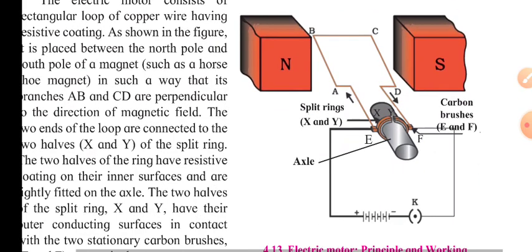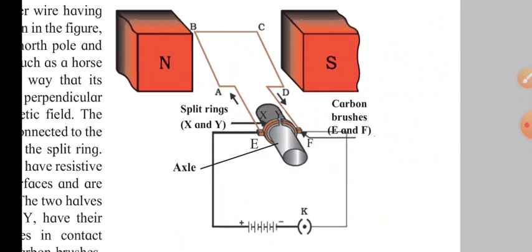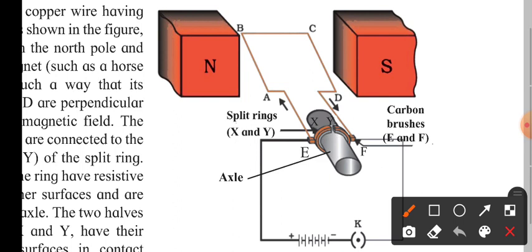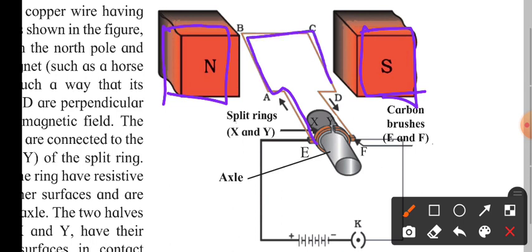First of all, we will see the basic concept of the electric motor, what exactly we have inside it. The most important part is the strong magnetic poles, north pole and south pole. In between these two strong magnets, we have a coil. Here this is the coil, and it's attached to the split rings. You can see the split rings here.